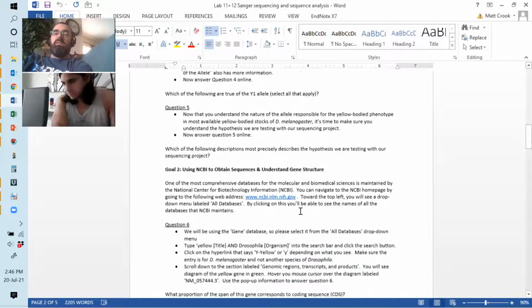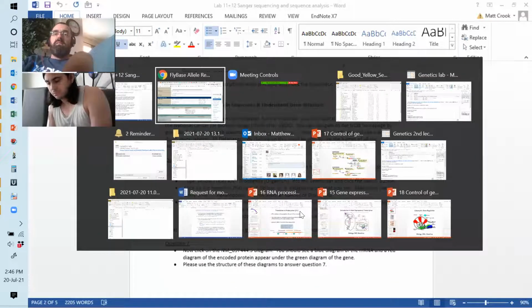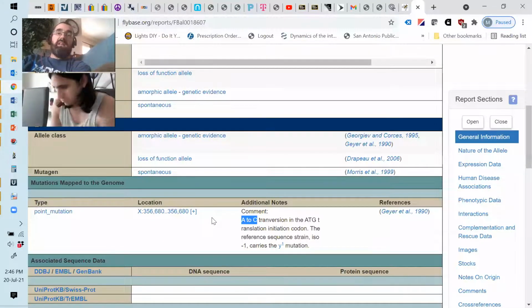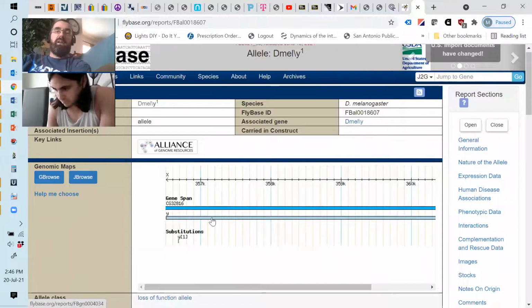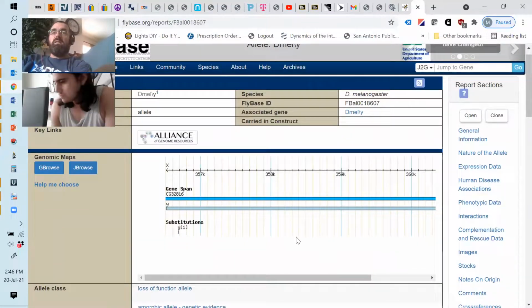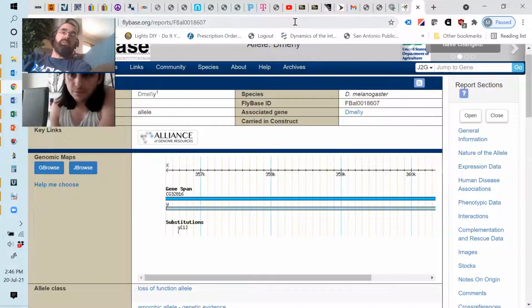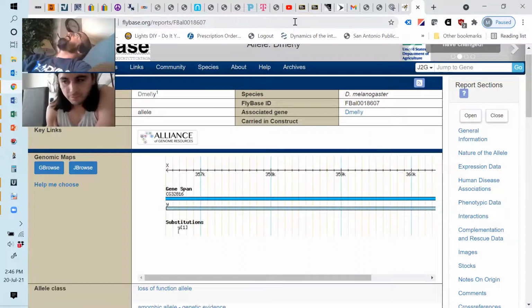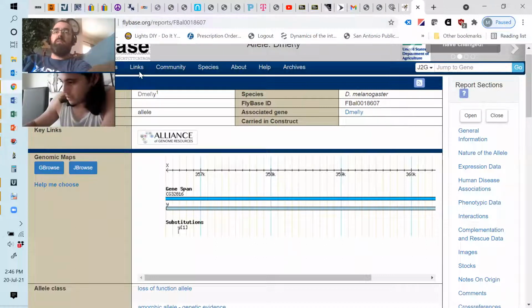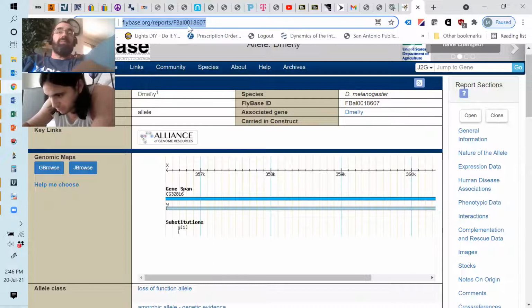Okay, so essentially you can get sequence data from here, right? You don't have to go to the NCBI if you don't want to, but the NCBI is a central repository, National Center for Biotechnology Information, something like that. I can't remember. So we're going to go to the horse's mouth, so to speak, and get it from there.